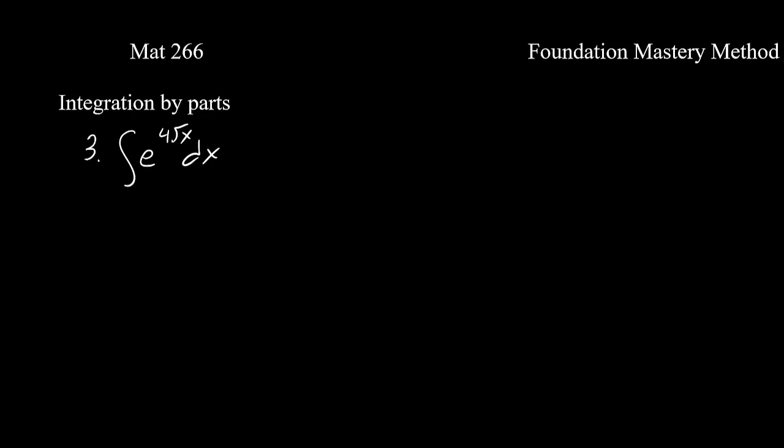Now let's look at a problem that involves integration by parts and substitution, where the substitution is a little more involved. So in this case, we're integrating e to the 4 times the square root of x. So what we're going to do is a u substitution, and we're going to let u equal 4 times the square root of x, which we can think of as 4 times x to the 1/2 power.